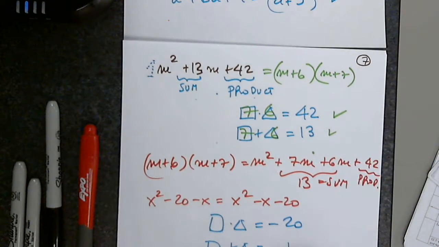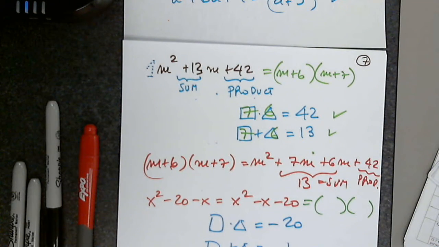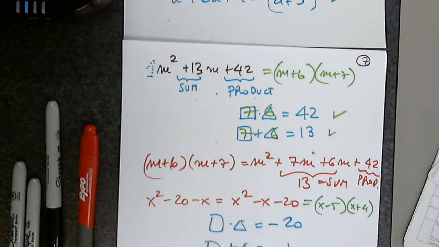Negative 5 and positive 4. Absolutely. The negative 5 has to be bigger in absolute value. Good. So then you tell me how to factor this, and it's done. X minus 5 times x plus 4. And that's it.